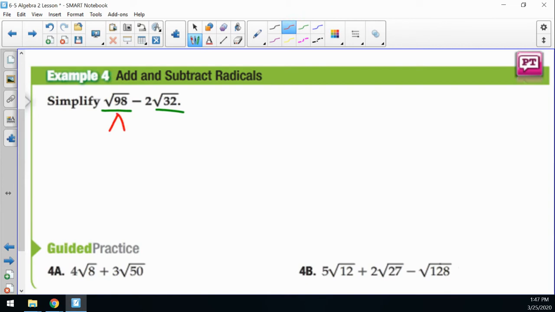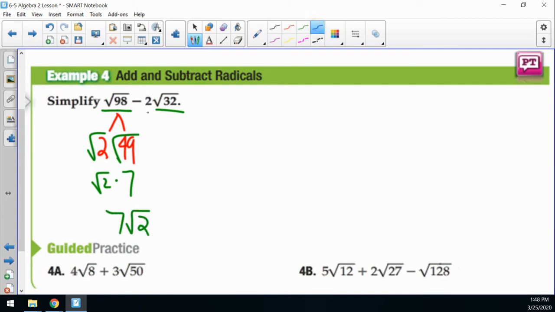So 98, I don't know what all the factors are, but I do know that a 2 comes out. So I'm going to say 2, and then I get 49, which is a perfect square, right? If I take the square root of 49, that's 7, and the square root of 2 is just going to be square root of 2. That's what those two are together. So I'll rewrite this as 7 square roots of 2.